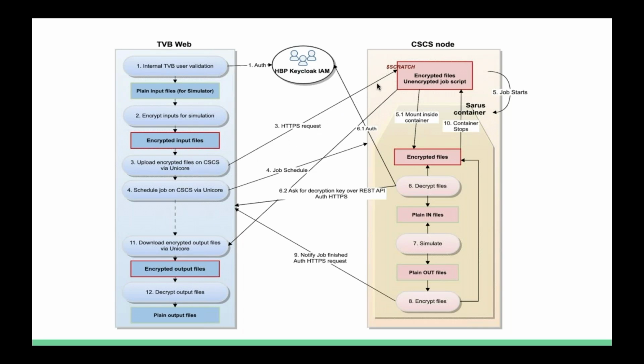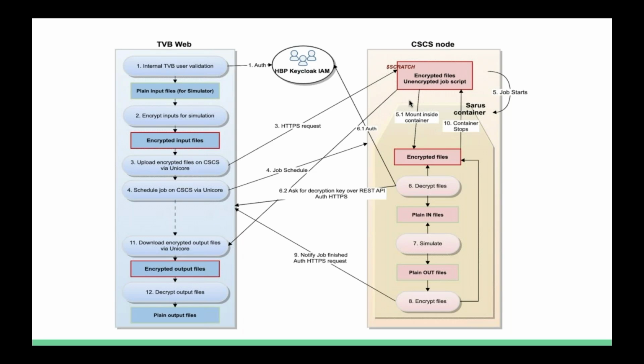So all of this happens through HTTPS, and our input data ends up in the Scratch folder on the CSCS node. And then the script to schedule our job is started. And whenever the job starts, we start a Docker container. On the CSCS side, they use Sarus instead of Docker, but it's capable of running Docker containers.